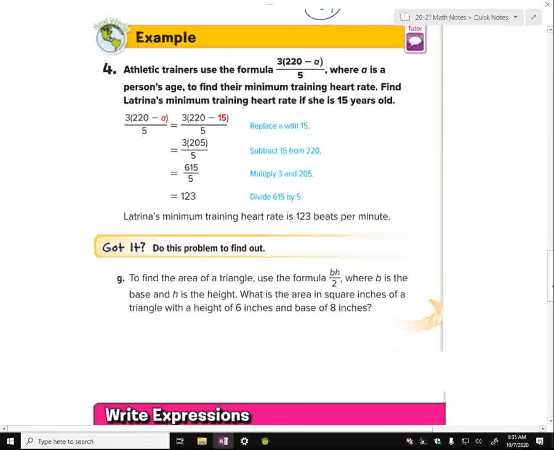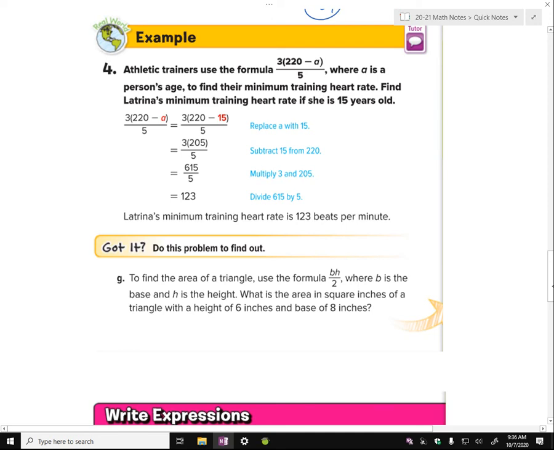Athletic trainers use the formula 3 times the quantity of 220 minus A, over 5, where A is a person's age. So see how age is letter A? And it's usually a lowercase letter. To find their minimum training heart rate, so you're actually burning calories. Find Latrina's minimum heart rate if she's 15 years old.